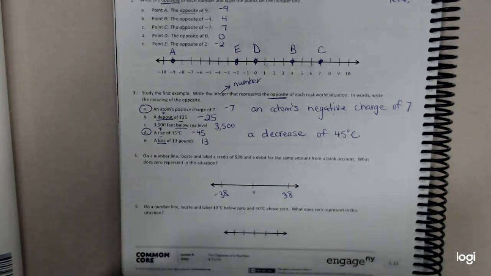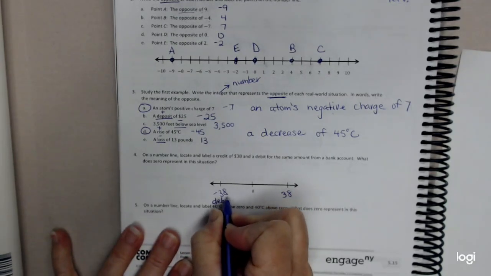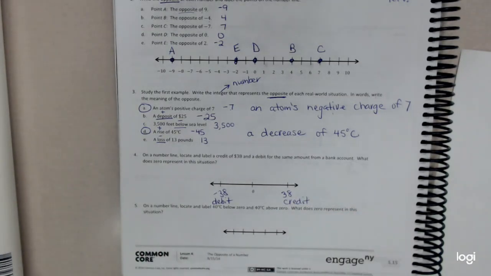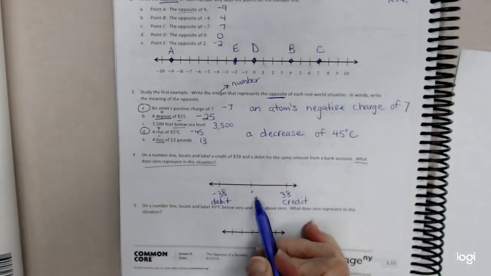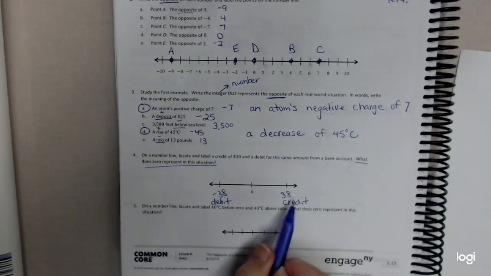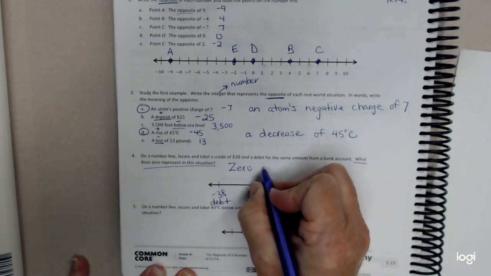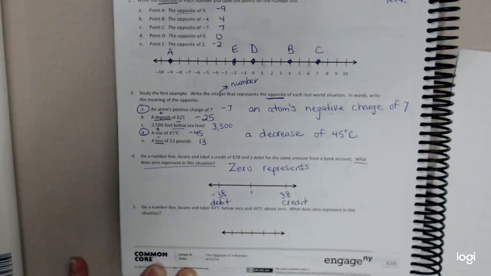And then because it wants me to label a little bit more, I'm probably going to say that this side is my debit and this side is my credit. The last thing we have to do for this problem is it says, what does 0 represent in the situation? Well, 0 can't be 0 degrees because I'm not talking about temperature. Talking about money and balance. So I'm going to say that 0 represents no change in my balance.